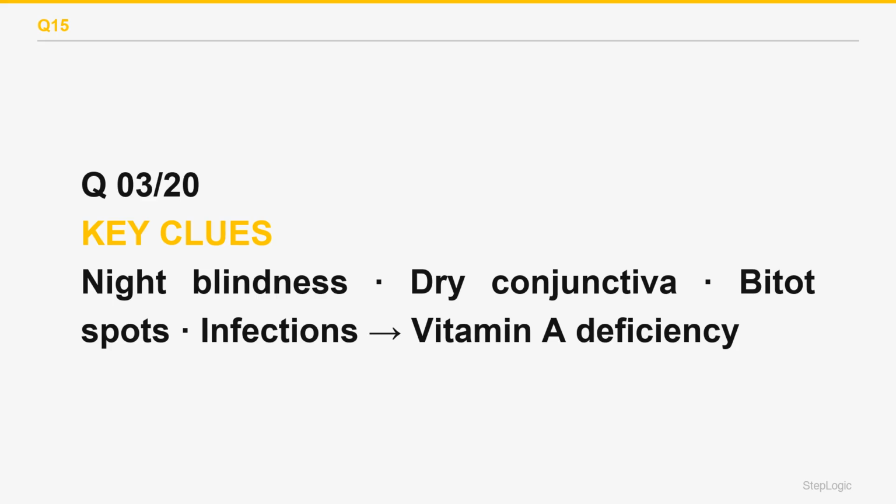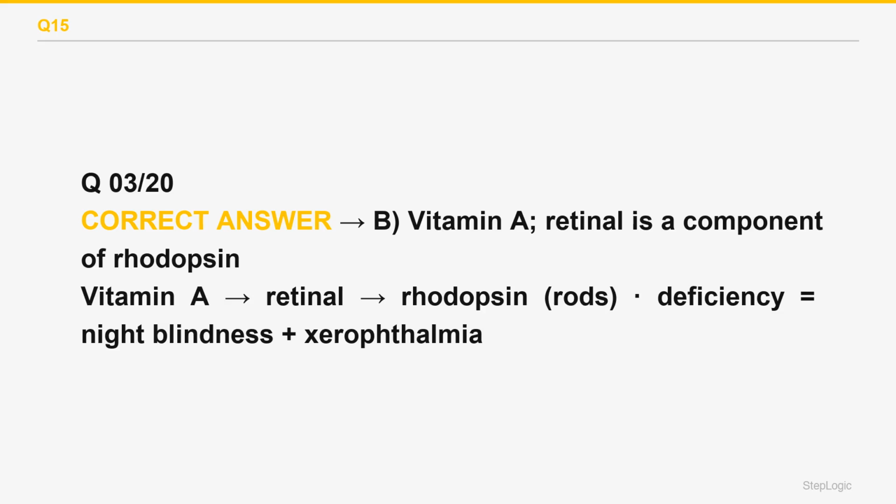Vitamin A, retinol, is essential for vision, epithelial integrity, and immune function. In the eye, vitamin A is converted to retinal, which combines with the protein opsin to form rhodopsin, the visual pigment in the rod photoreceptors responsible for vision in dim light. Deficiency impairs rhodopsin regeneration, causing night blindness as the earliest sign. Vitamin A also maintains epithelial surfaces, so deficiency causes dry eyes, xerophthalmia with Bitot spots, corneal damage, keratomalacia, dry skin, and increased susceptibility to infections from impaired epithelial and immune defenses. The correct answer is B.